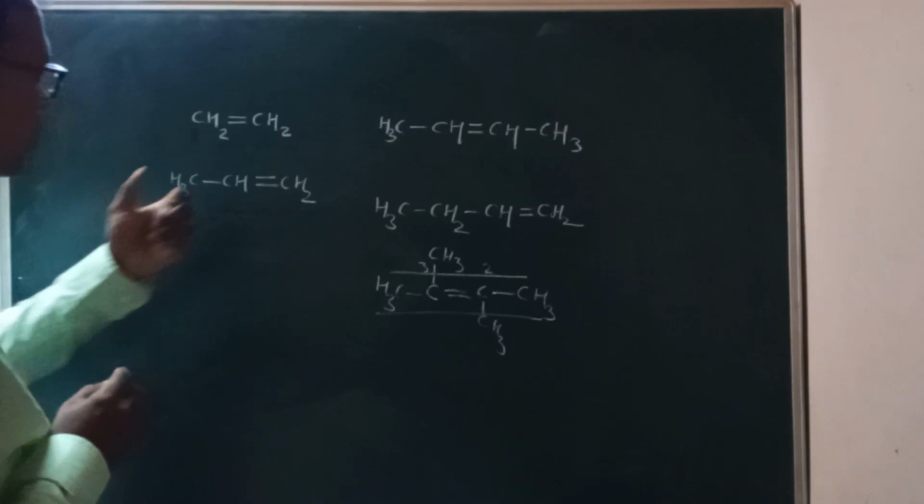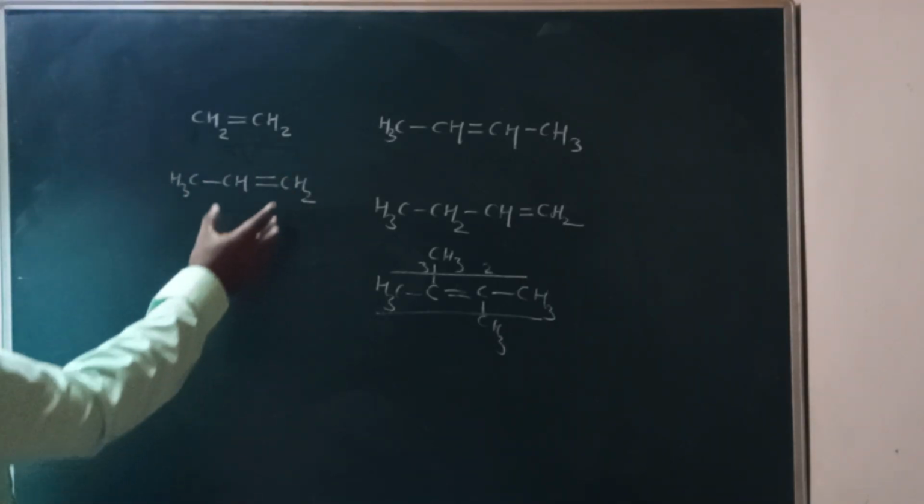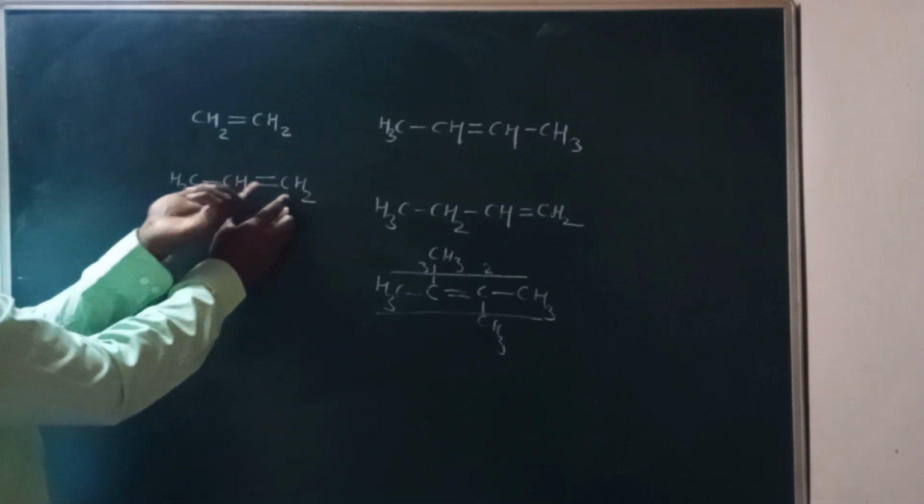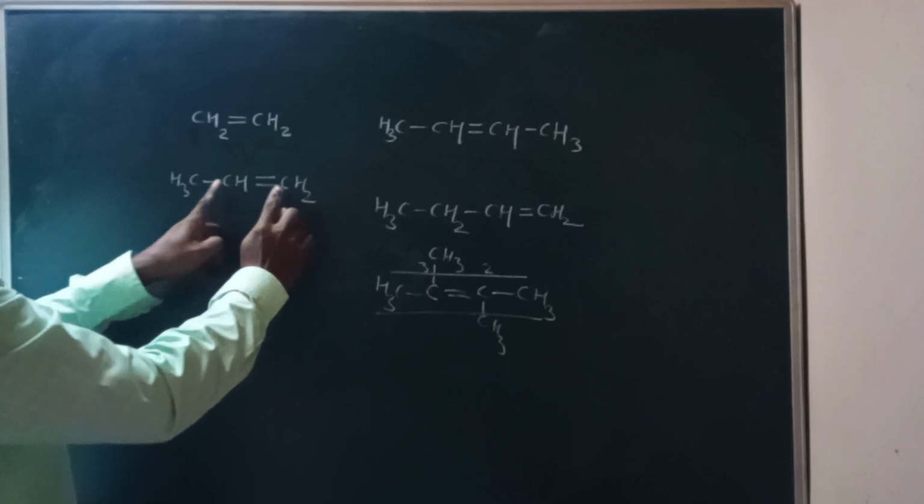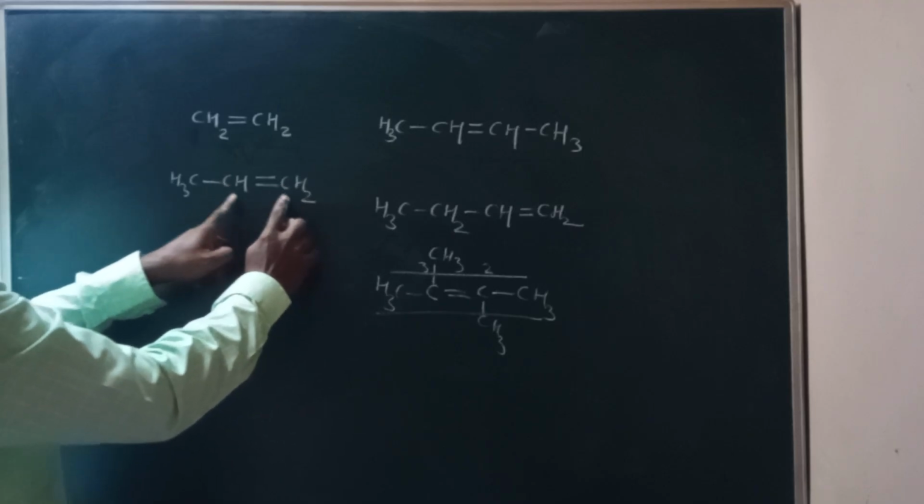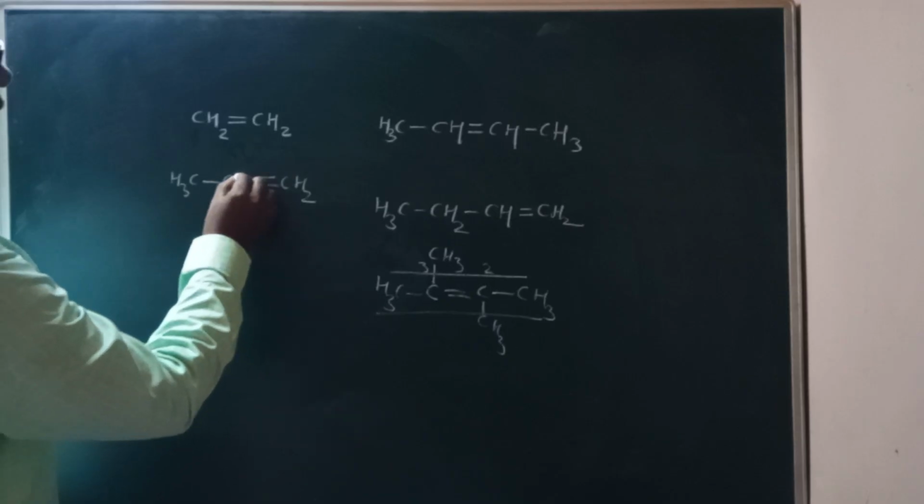Now let us check the symmetry of this alkene. This alkene is propene or propylene. These two are the carbon atoms with a double bond in between, so we can call them the unsaturated carbon atoms, right? So let's check the substituents of these two carbons. Now this carbon, let me split it.